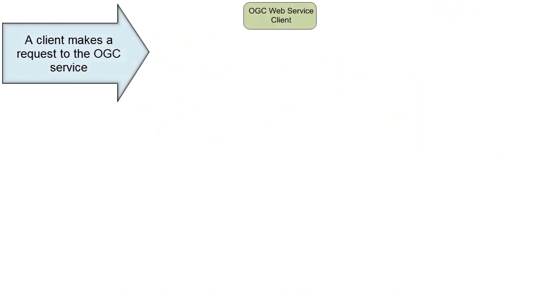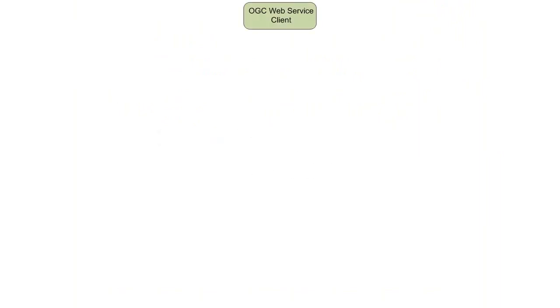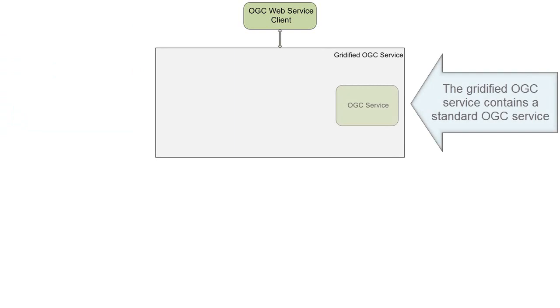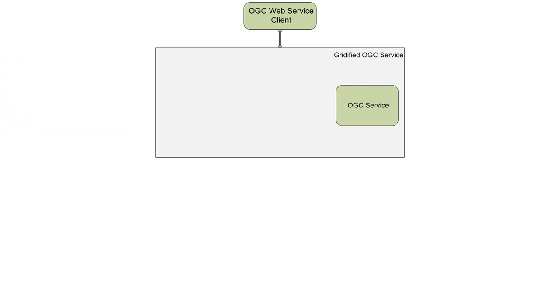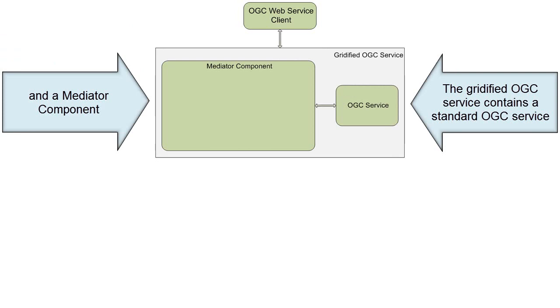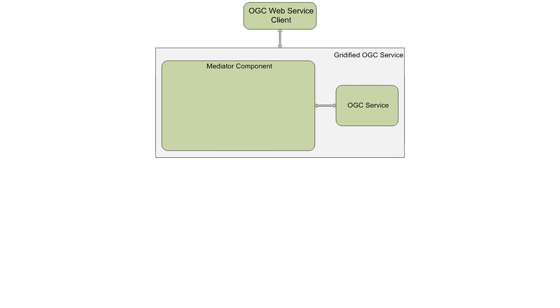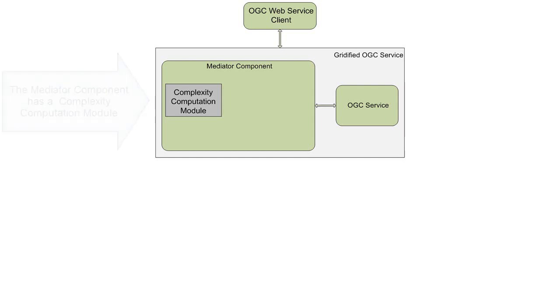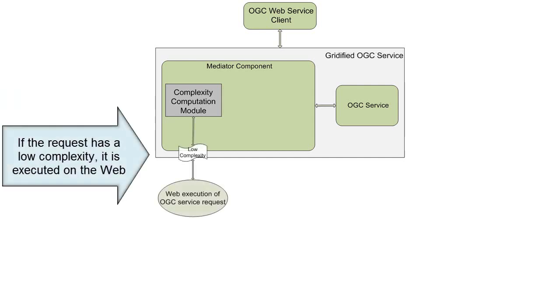A client makes a request to the OGC service. The request is sent to the gridified version of the OGC service. The gridified service contains a standard OGC service and a mediator component. The mediator component contains a complexity computation module, which estimates the complexity of a request.